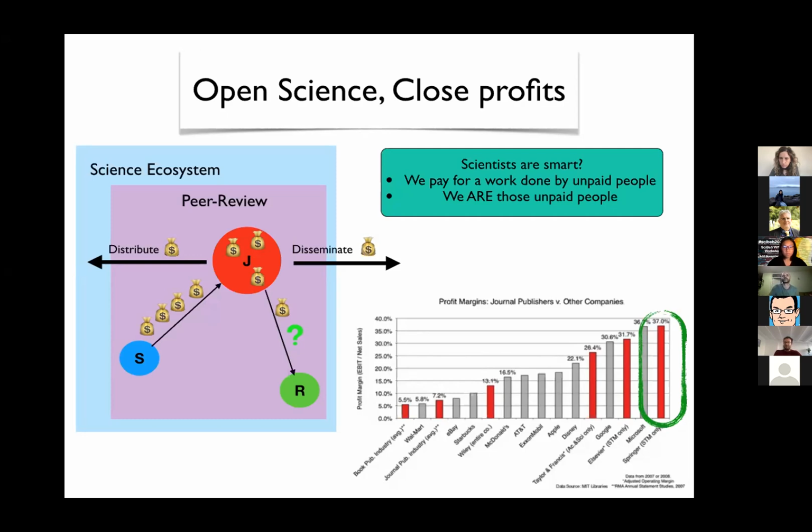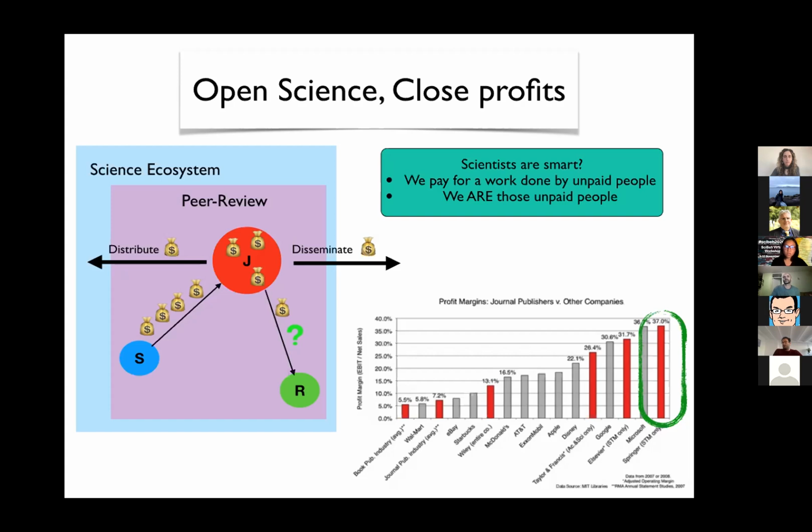This is, I think, a figure from 2016. It's a 37% profit margin. On the left of the plot, you can see the book publishing industry, which is about 5%. So there is no industry in our world that makes so many profits as the publishing industry. I don't know if you were aware of this, but this is a problem.